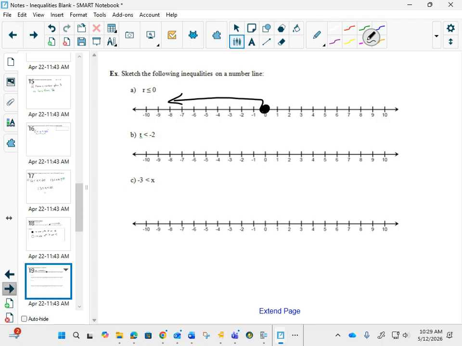T is less than -2, so we go on our number line, find -2, draw a circle. Would we fill it in? No. This time there's no equal sign. Less than -2, which includes which numbers? Less than is this way.